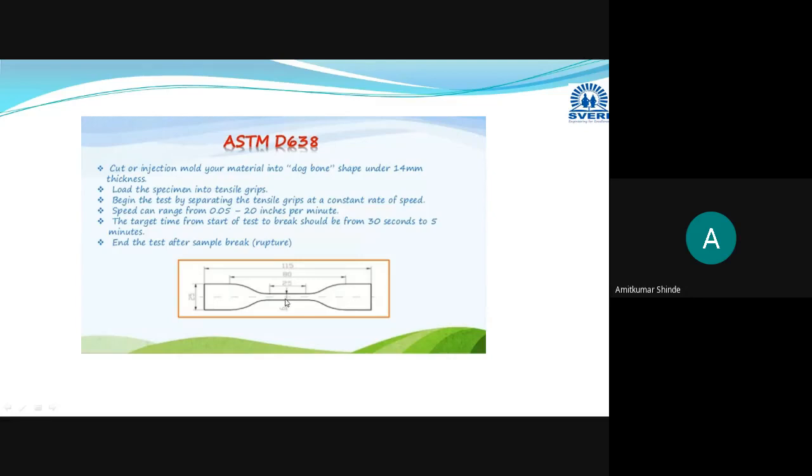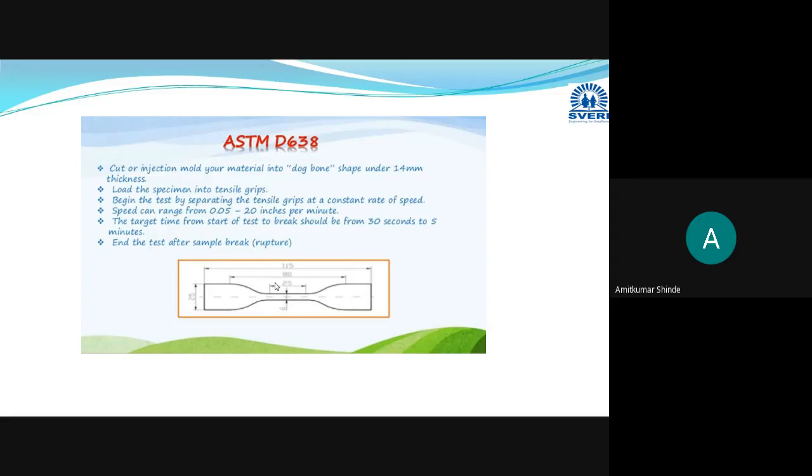And here, for this specific plastic tensile testing method, the time required will be from 30 seconds to 5 minutes. It does not take more time. And in this method, other than the tensile strength, lots of properties can be determined, like toughness of that particular material, resilience. These properties can also be determined with the help of this testing method only.